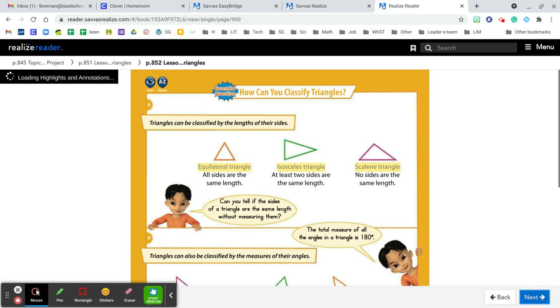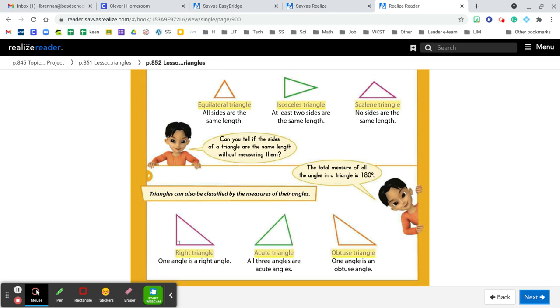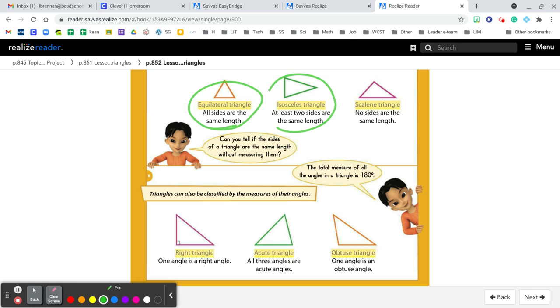And all those vocabulary words were reviewed on the vocabulary pages. And here we have the definitions. They can be classified by their sides and their angles. So we've got equilateral, all sides are the same length, isosceles, 2 sides the same length, and scalene, no sides the same length. So that would be its side name.